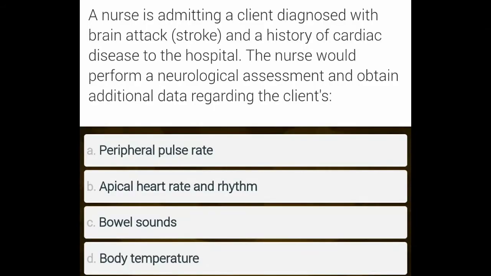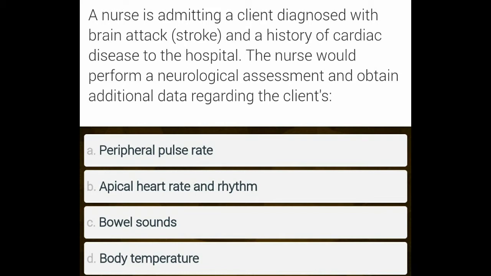The nurse is admitting a client diagnosed with brain attack and a history of cardiac disease to the hospital. The nurse would perform a neurological assessment and obtain additional data regarding the client's what? The patient has a stroke, and he has a history of cardiac problems also. First option, peripheral pulse rate. Second, apical heart rate and rhythm. Third, bowel sounds. Fourth, body temperature.